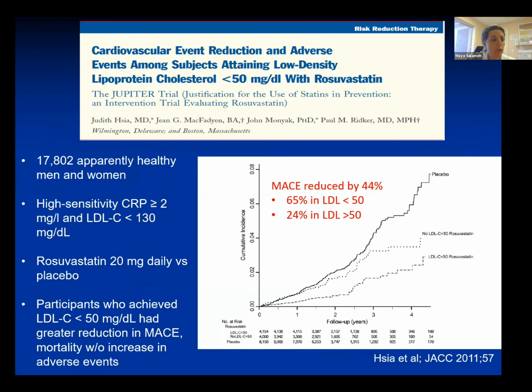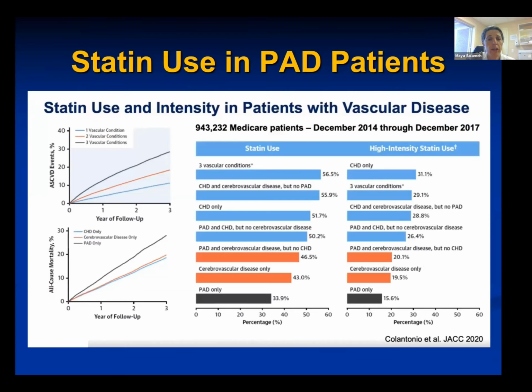You're probably familiar with the JUPITER trial. This was a large trial of over 17,000 apparently healthy men and women who had a high-sensitivity CRP greater than 2, who were randomized to rosuvastatin versus placebo. Overall, major adverse cardiovascular events were reduced by 44% in patients randomized to rosuvastatin. But the magnitude of the benefit was directly related to LDL level. Participants who achieved an LDL of less than 50 had a 65% reduction in major adverse cardiovascular events. So they did a lot better if their LDL was lower, and that was without an increase in adverse events.